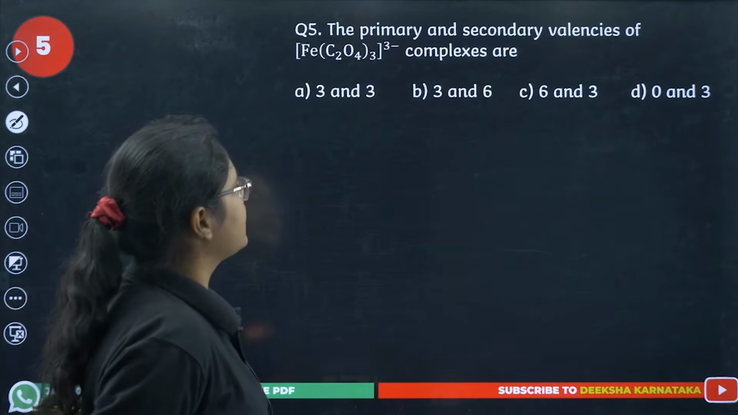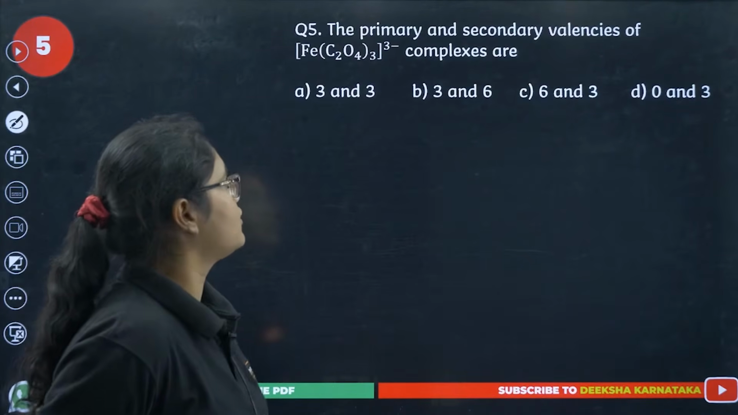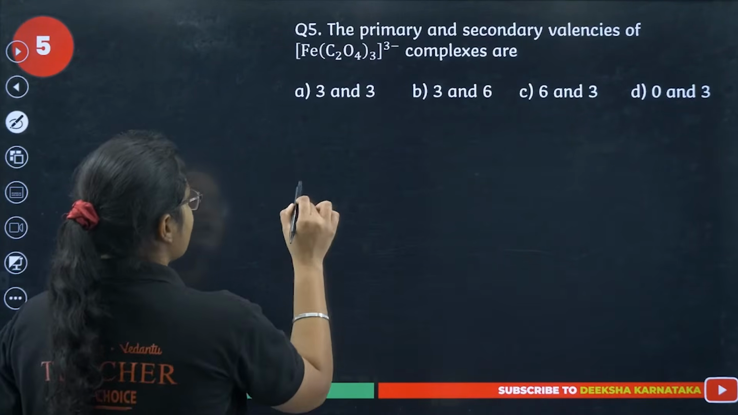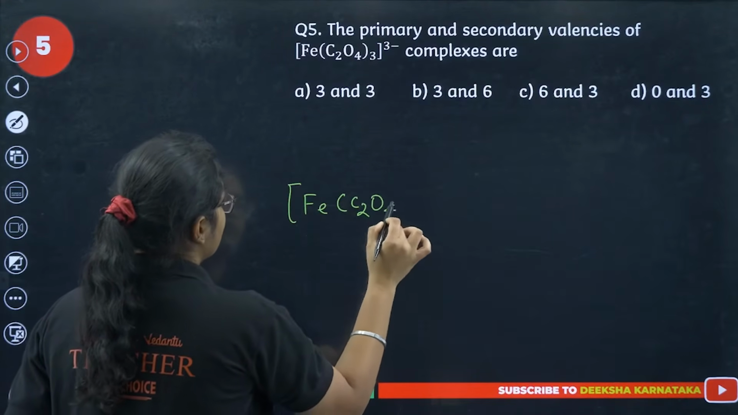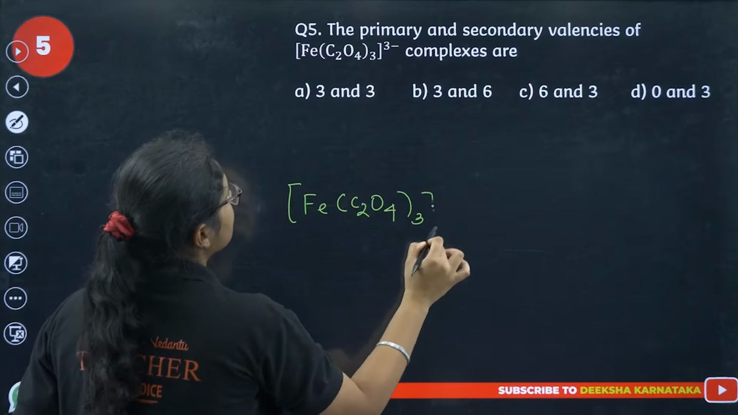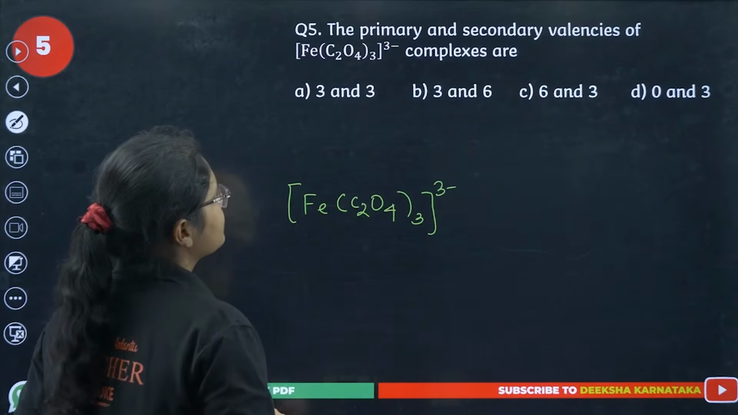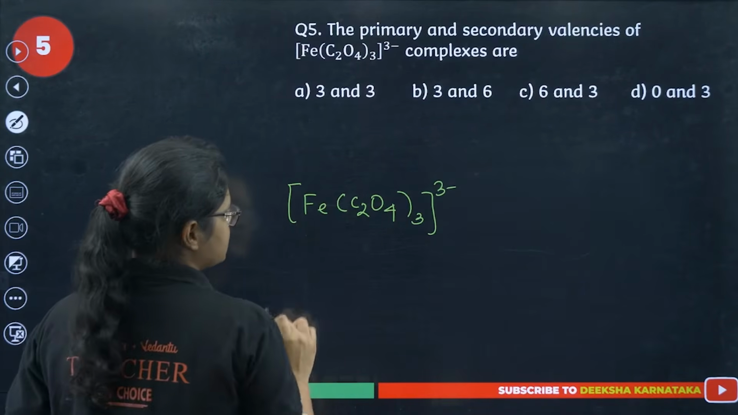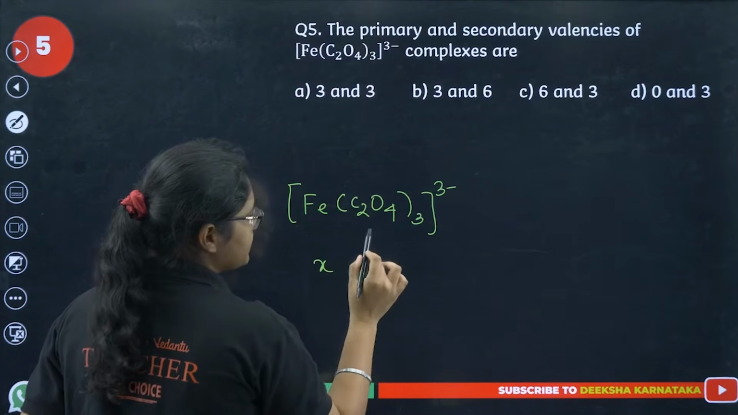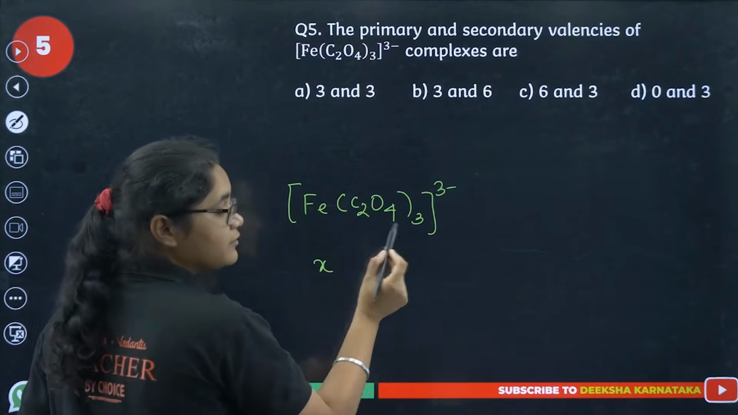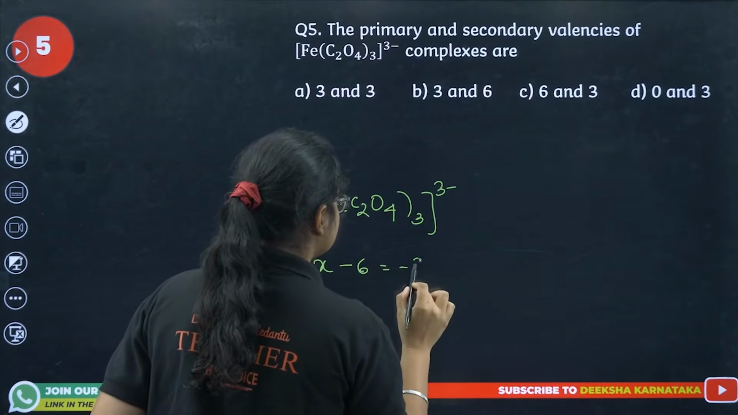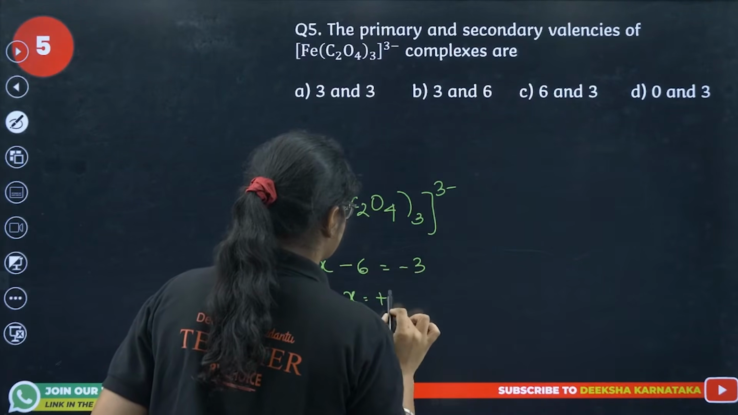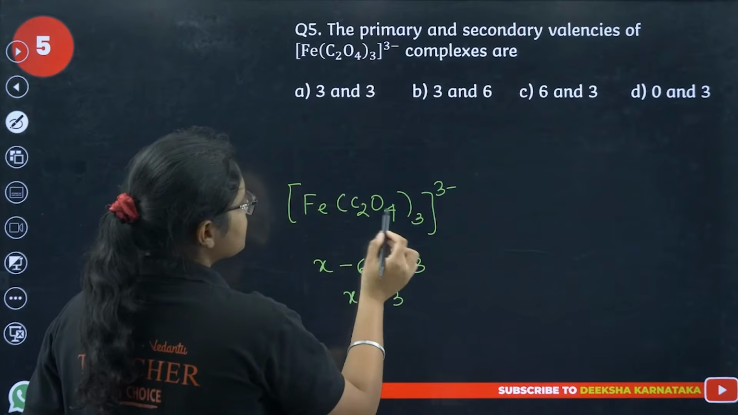Next, the primary and the secondary valencies of the following complexes. So if I have this complex Fe(C2O4)3 3 minus, first let us calculate the oxidation number here. Let it be X, this is minus 2 C2O4, 3 C2O4 is there, so it will become minus 6, that is equal to minus 3, so X will become plus 3, right. And what is the coordination number?